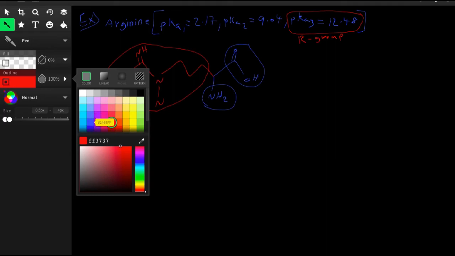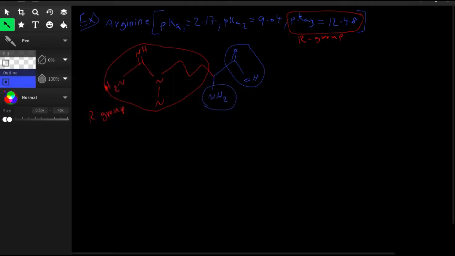So let's put down the formula. The pI for the basic amino acids equal the pKa of the amino group, which is this one, 9.04, plus the pKa of the R group, 12.48, divided by 2, equal, it's 10.76. Do you guys get the idea of how to solve this type of problem?